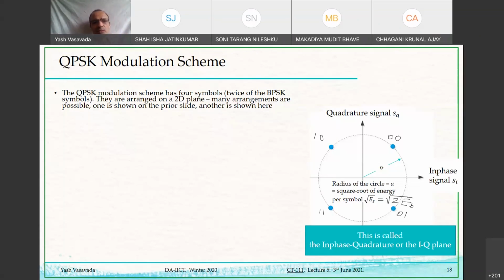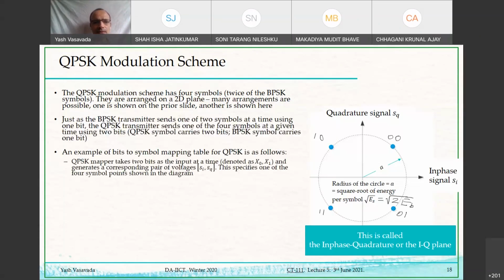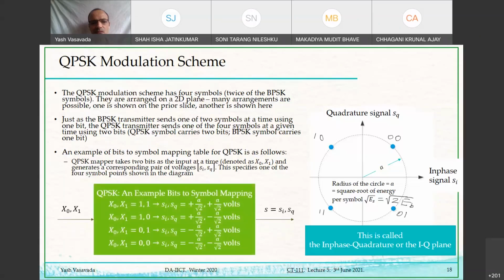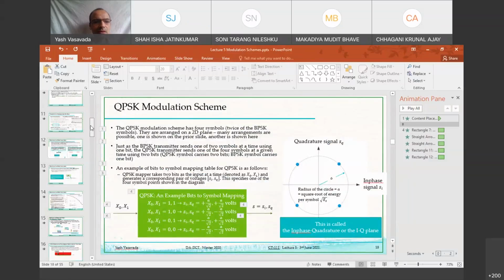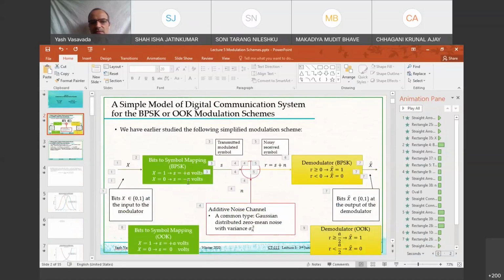Okay, so how does this QPSK scheme work? What I just wrote here, people call it a mapping table. So QPSK will have this type of bit to symbol mapping. Remember, this is very much similar to the bits to symbol mapping that we had for BPSK.